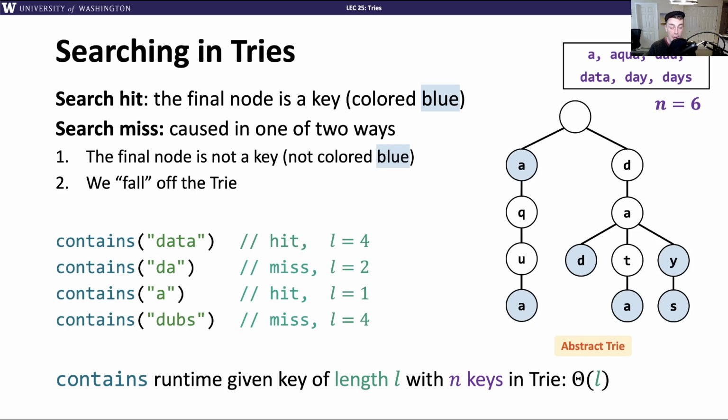The runtime of these contains methods is based off the height of the tree. But unlike a binary search tree that has height that's logarithmic in the number of values in it, n, the height of this tree is based off the length of the longest string. And so we'd say that the runtime for contains in a dictionary, a set of words with n keys at most length L, is actually theta of L.